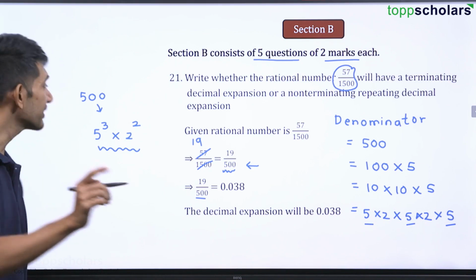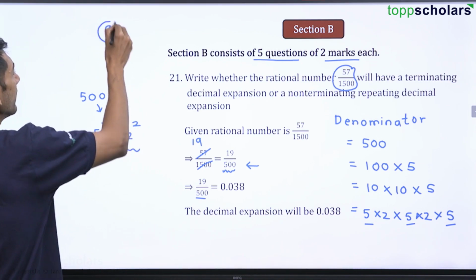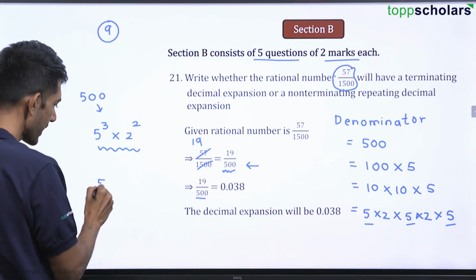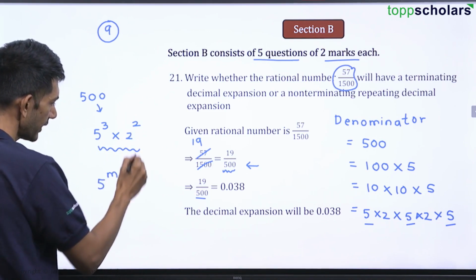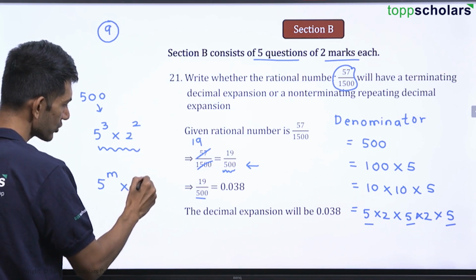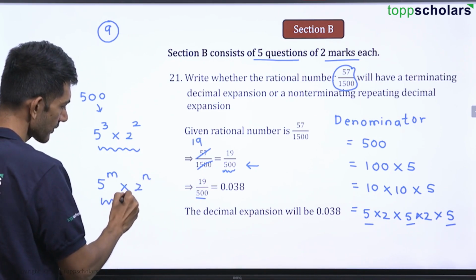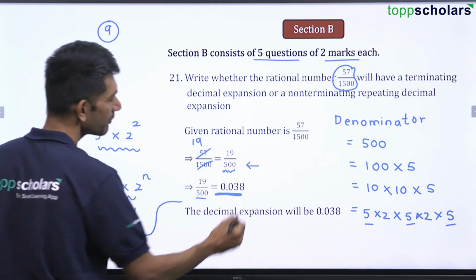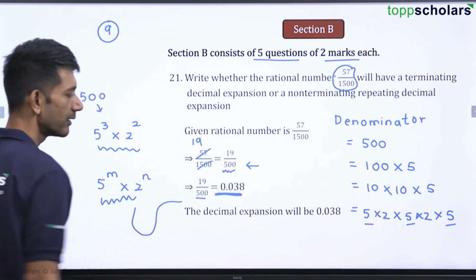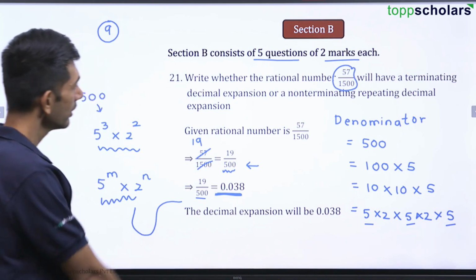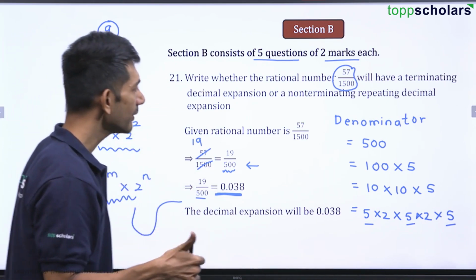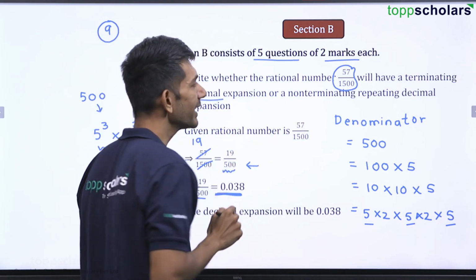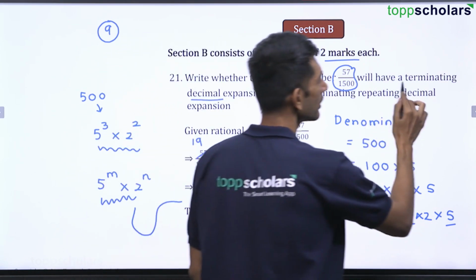And we have studied this in your grade 9 as well, that if the denominator is of the form 5 raised to m into 2 raised to n, then it will always have a terminating decimal expansion. That means stopping. It is not recurring, it is not repeating. So here we will say that the decimal expansion is a terminating decimal expansion. This is terminating.